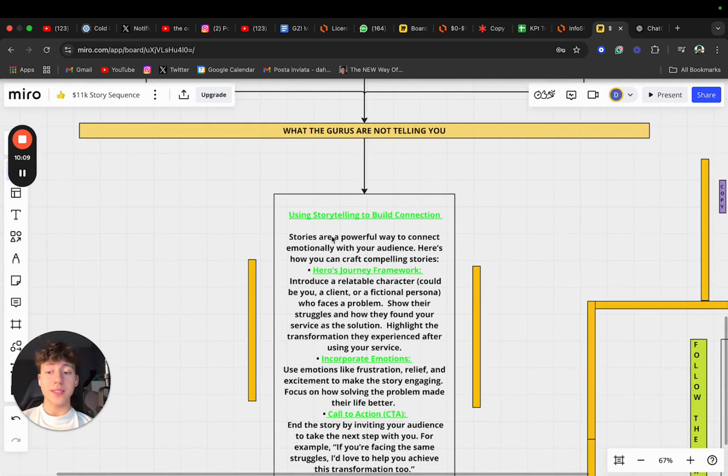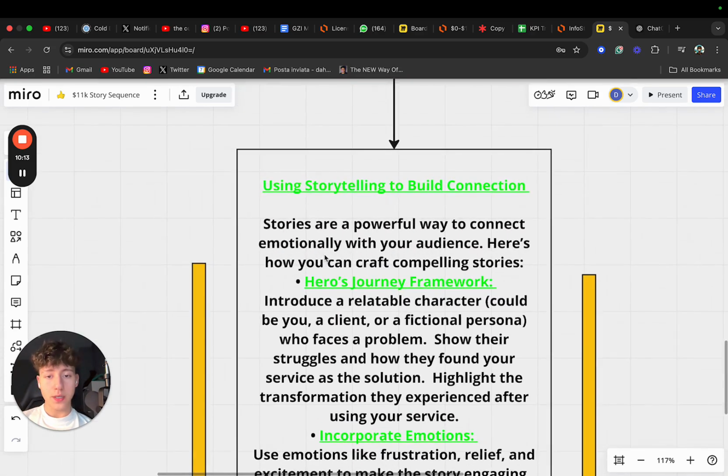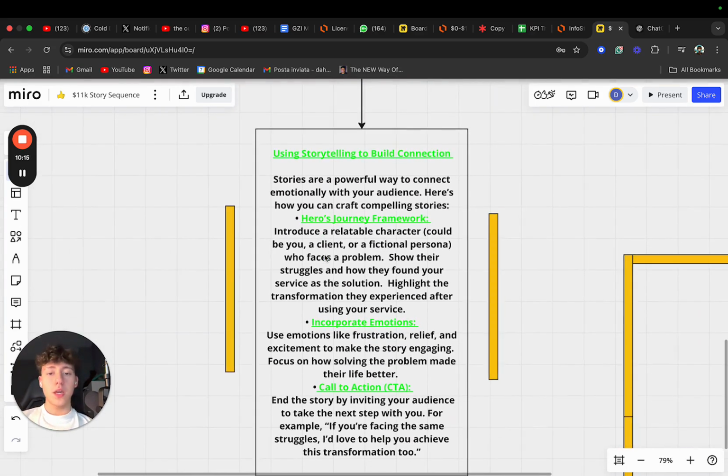Using storytelling to build connection. Stories are a powerful way to connect emotionally with your audience. Here's how you can craft compelling stories. Hero's Journey Framework. This is something so relatable.